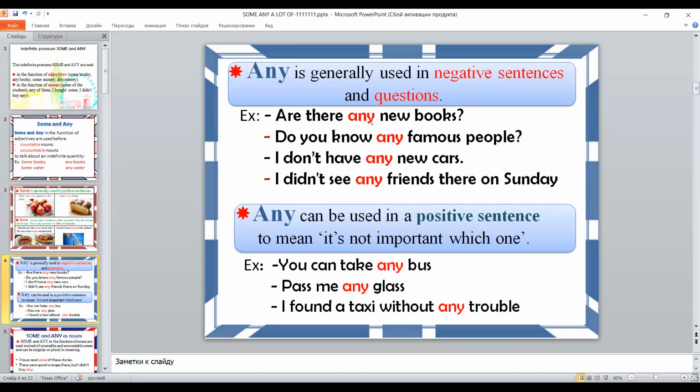For example, are there any new books? Do you know any famous people? I don't have any new cars. I don't see any friends there on Sunday.